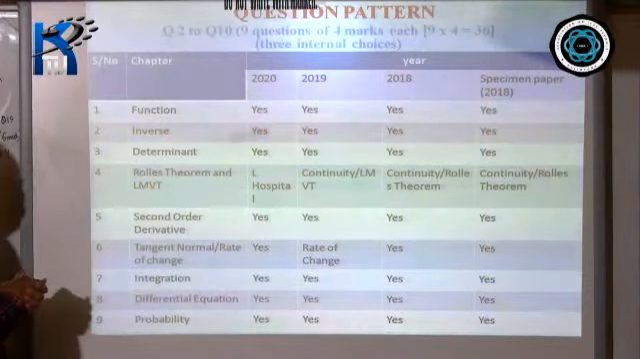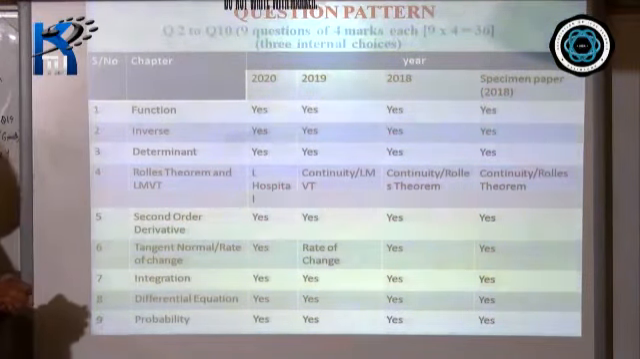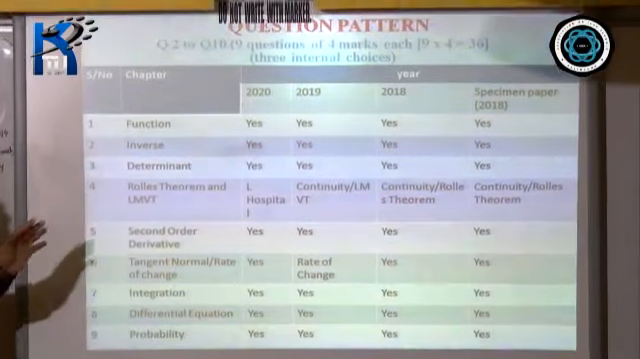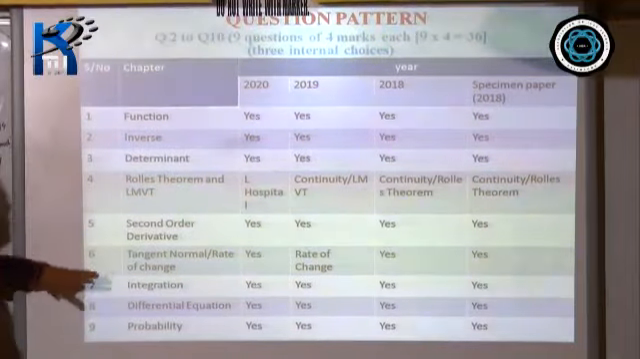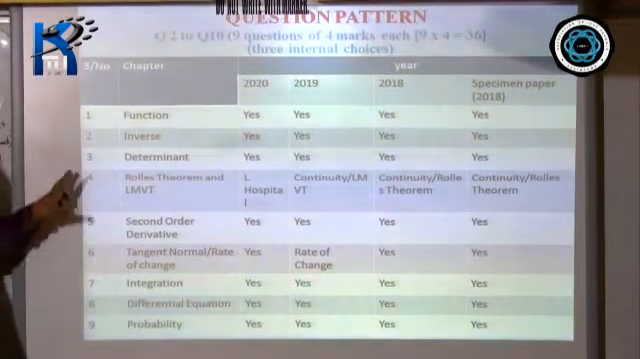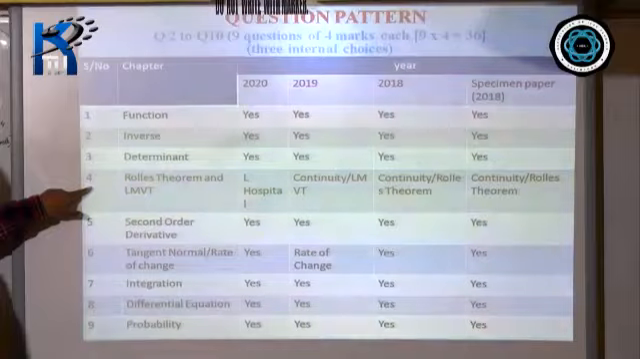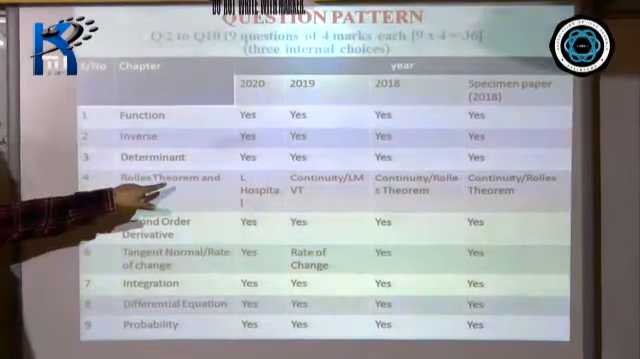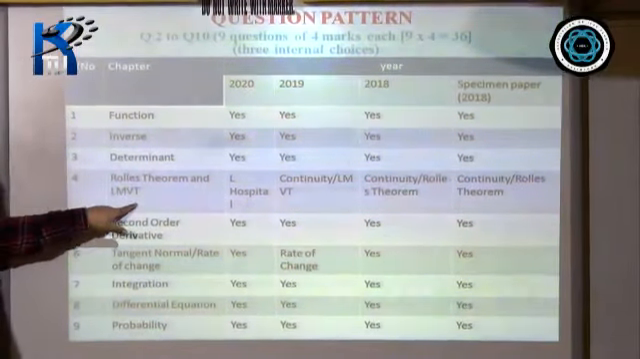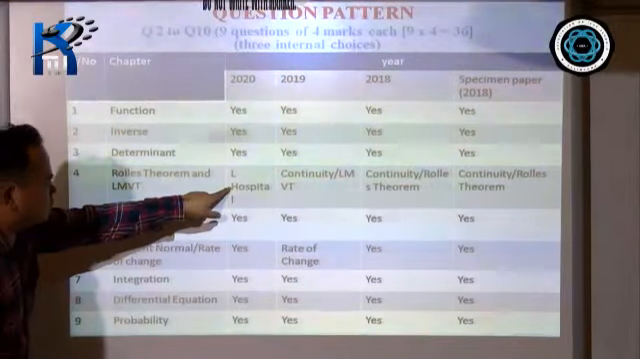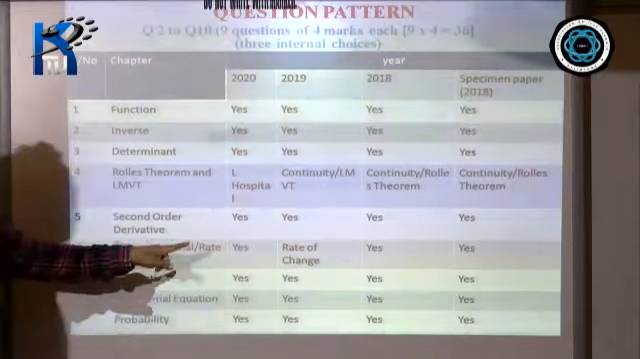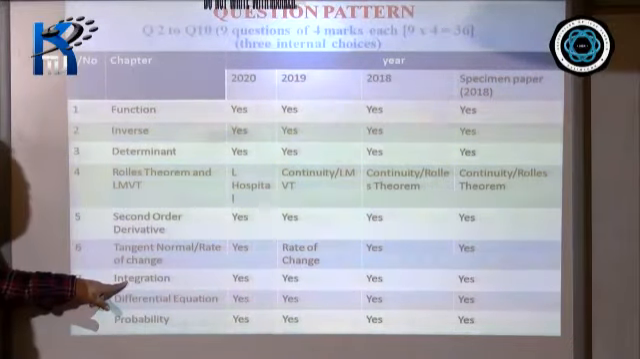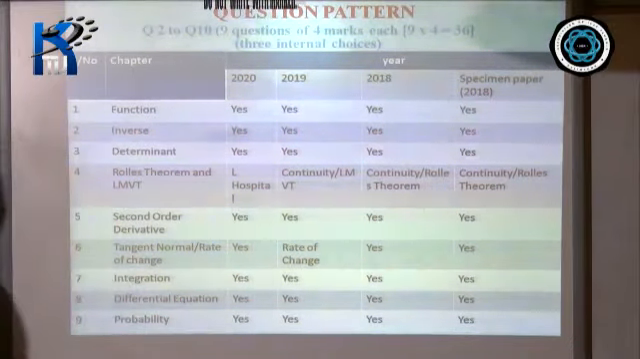So just I'm going to pause for a moment. If you are watching this video in YouTube, you just pause and take a screenshot of it. So the pattern will remain same. It's just that internal choices will be for question number this, Rolle's theorem and LMVT / continuity or differentiability, and they've included L-Hospital also. Next would be tangent and normal / rate of change, and next would be integration, 2 questions. Is that okay?